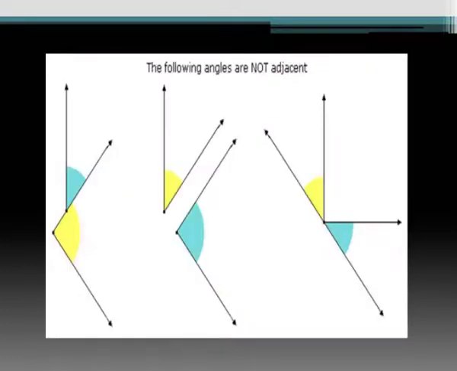Here in these figures you can see, in the first figure the two angles are placed next to each other, but they do not have a common vertex. In the second figure they do not have a common arm, and in the third figure the angles are not consecutive, so these angles are not forming adjacent angles.